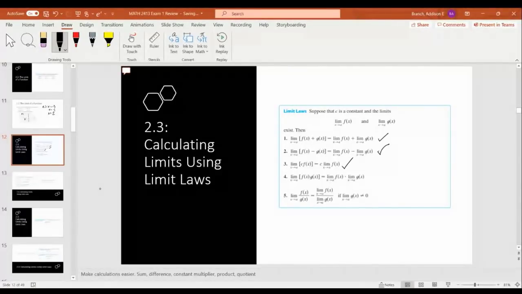Our product rule essentially says if they're multiplied, you can split them up, and same thing with our quotient rule: you can split them up and solve them separately.